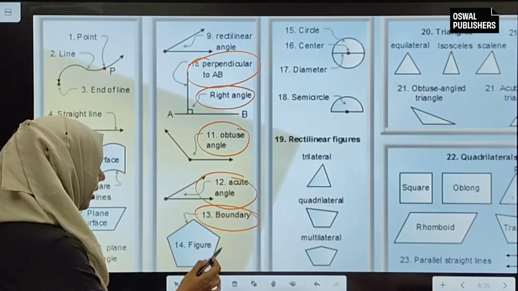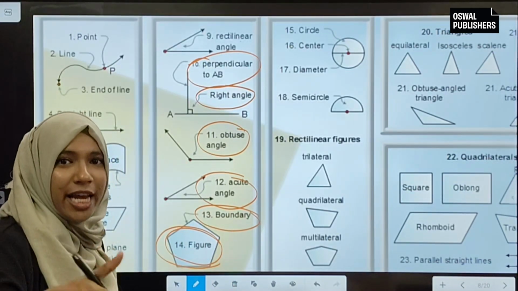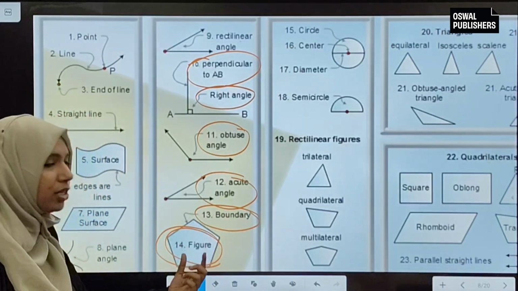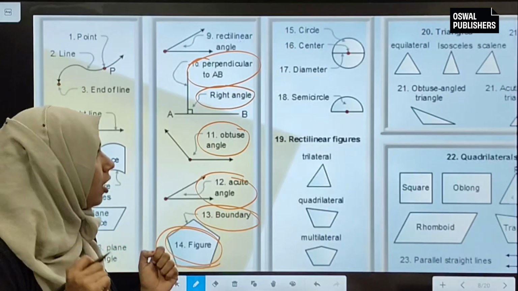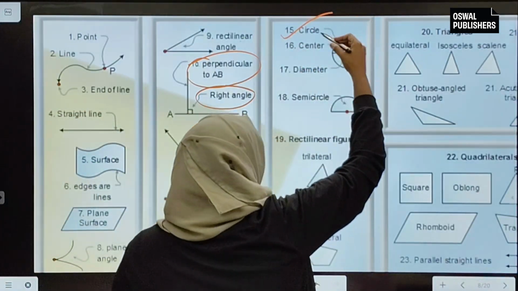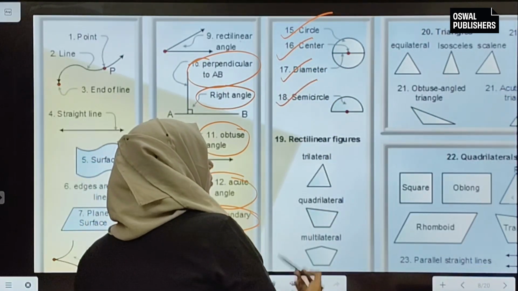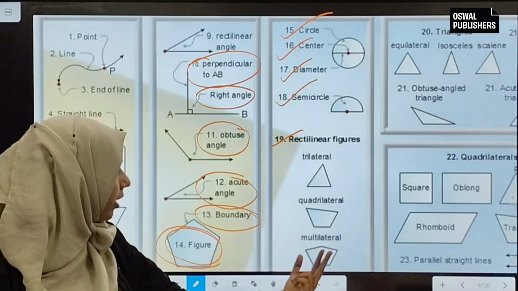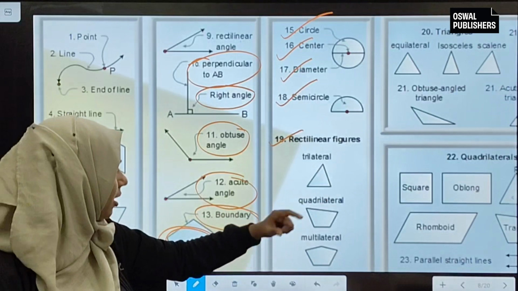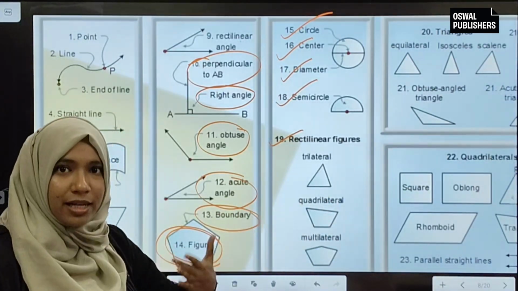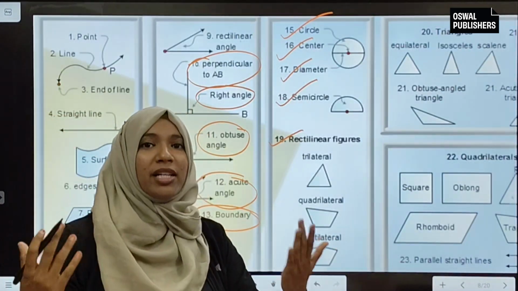Okay, next is 14 was about figure. Okay, mathematics is all about numbers, figures, shapes, graphs, etc. So it is very much important for us to know what is meant by a figure. That is he defined figure also in his book. Okay, next is circle. What is a circle, what is its center, what is its diameter, what is meant by semicircle. Next 19th was about rectilinear figures, that is trilateral, quadrilateral, multilateral. I hope these terms are clear. That is trilateral means triangle, okay, quadrilateral means rectangle, square, rhombus, kite, etc. Okay, multilateral, that is it has multiple sides.